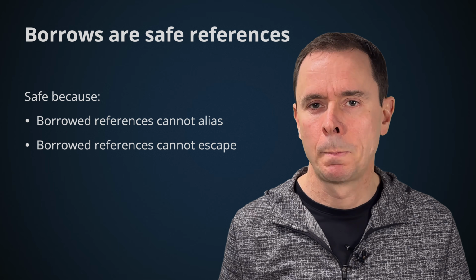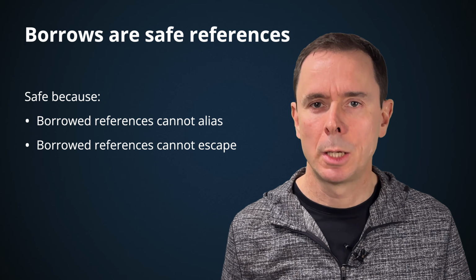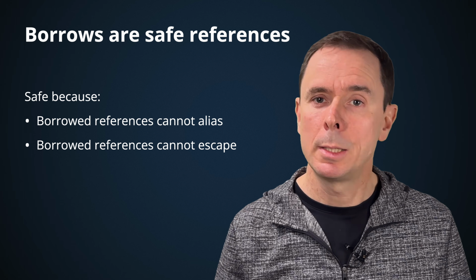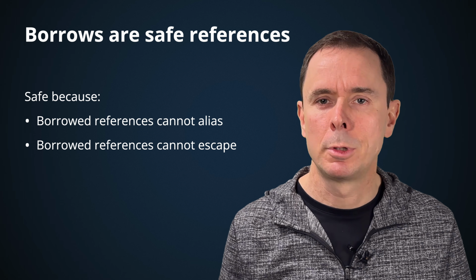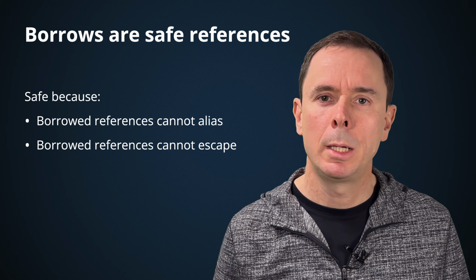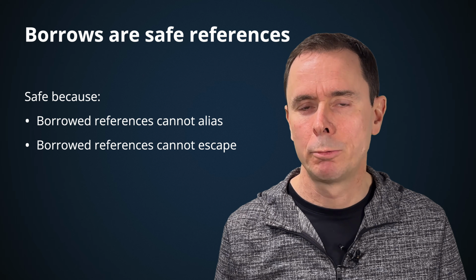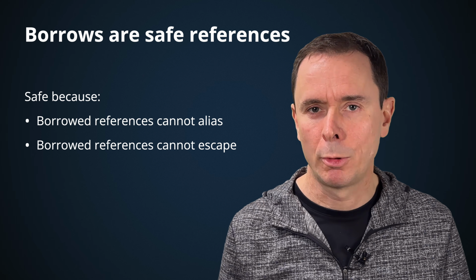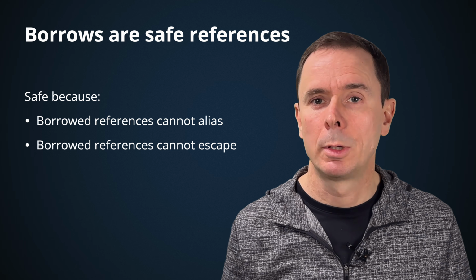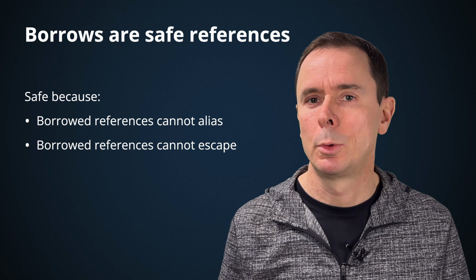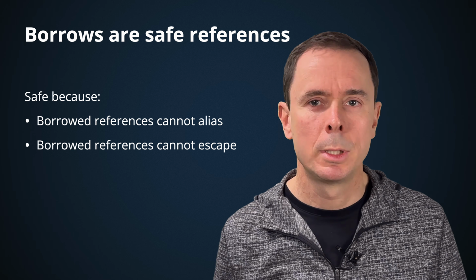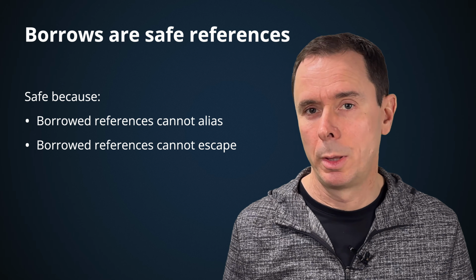When we pass a borrowed parameter, we don't actually have to move anything around in memory. This can be implemented by just passing a pointer to the existing location of that variable. So a borrow is actually just a pointer type. But it's safe because these references cannot alias, meaning you cannot have multiple variables referring to the same object in memory. And these references cannot escape. They cannot be returned or stored, so you can't end up with a dangling pointer to something that's no longer there.